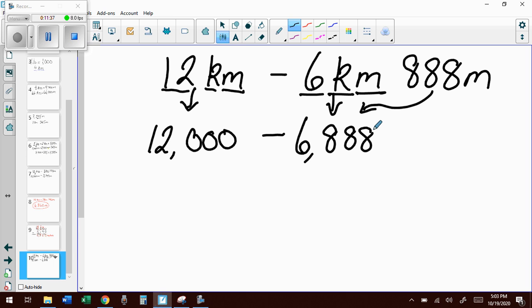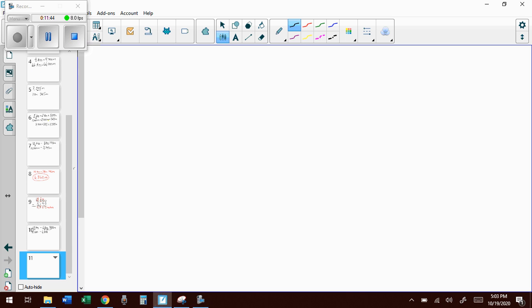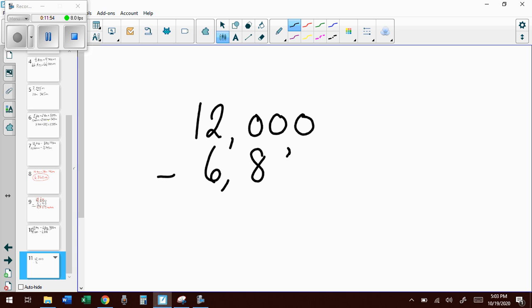So there, to me, that's a familiar equation. I can do that. 12,000 minus 6,888. I've seen this before. I can do this. 0 minus 8. Can't do it. I need to go to the next place value. Can't take any. Go to the next place.